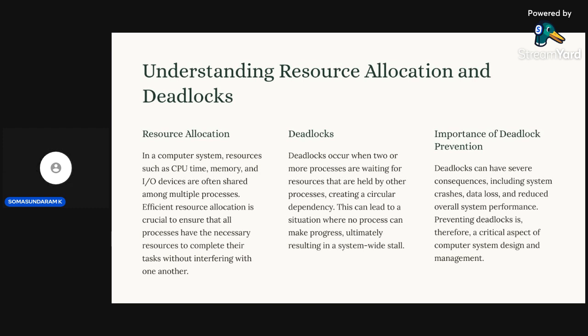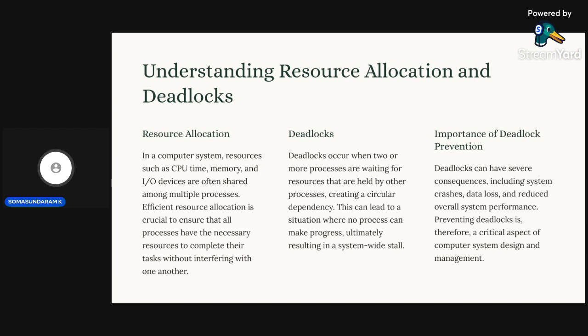Resource allocation: in a computer system, resources such as CPU time, memory, and I/O devices are often shared among multiple processes. Efficient resource allocation is crucial to ensure that all processes have the necessary resources to complete their tasks without interfering with one another. Deadlock occurs when two or more processes are waiting for resources that are held by other processes, creating a circular dependency. This can lead to a situation where no process can make progress, ultimately resulting in a system-wide stall.